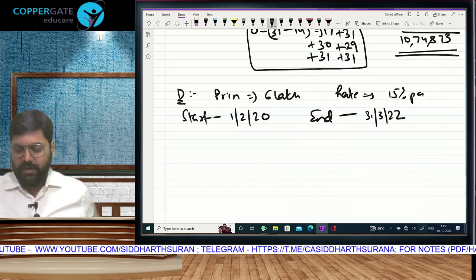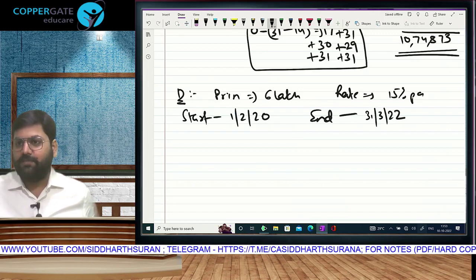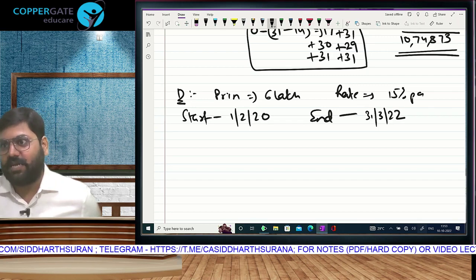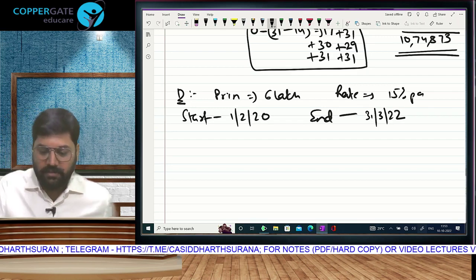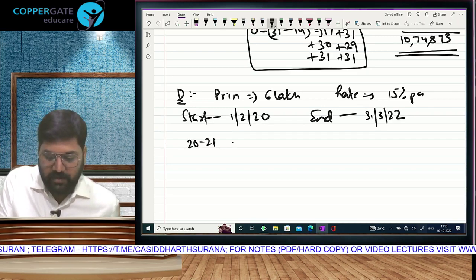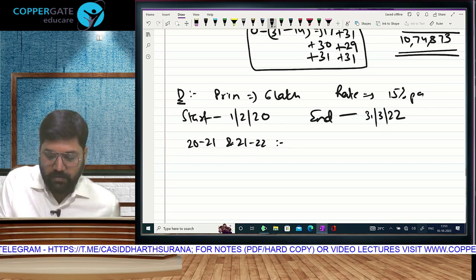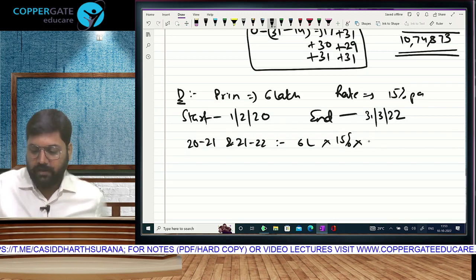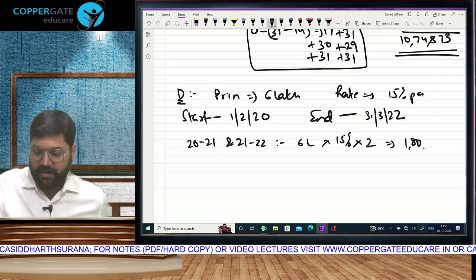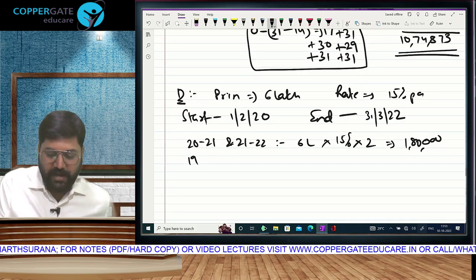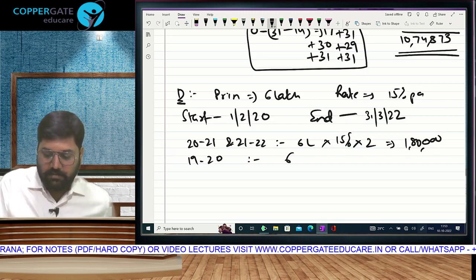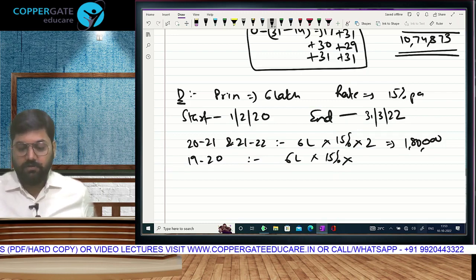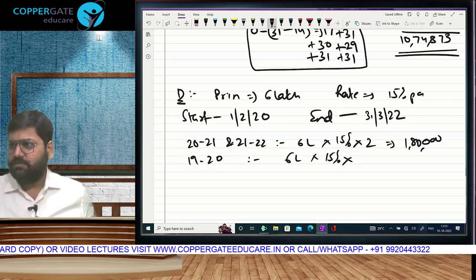अब चेक करो. I think 21-22 is a complete year. 2021, हाँ, वो भी फुल है बिकॉज अप्रैल से स्टार्ट होगा. 19-20 is incomplete. Can I say 20-21 and 21-22? 6 lakh into 15% into 2, 1,80,000. And as far as 19-20 is concerned, 6 lakh. This is good news.